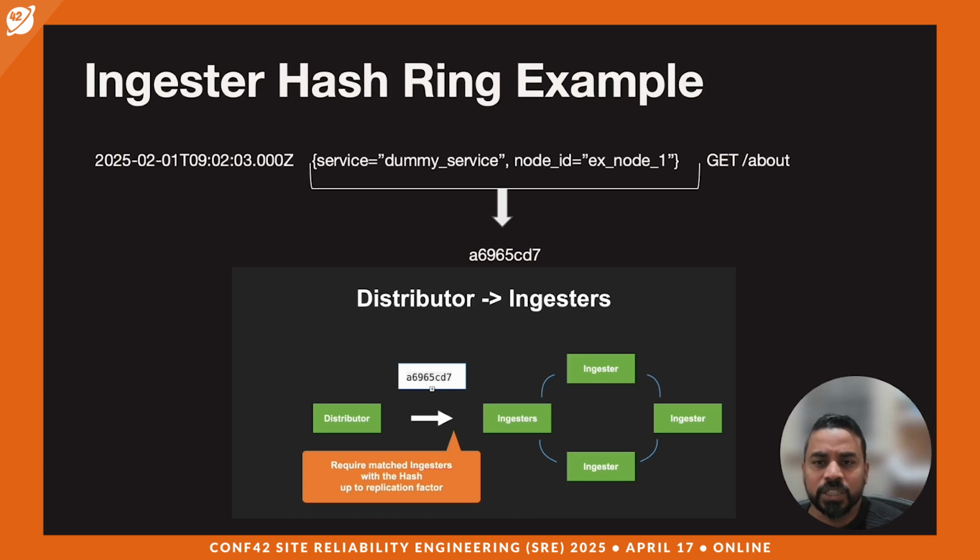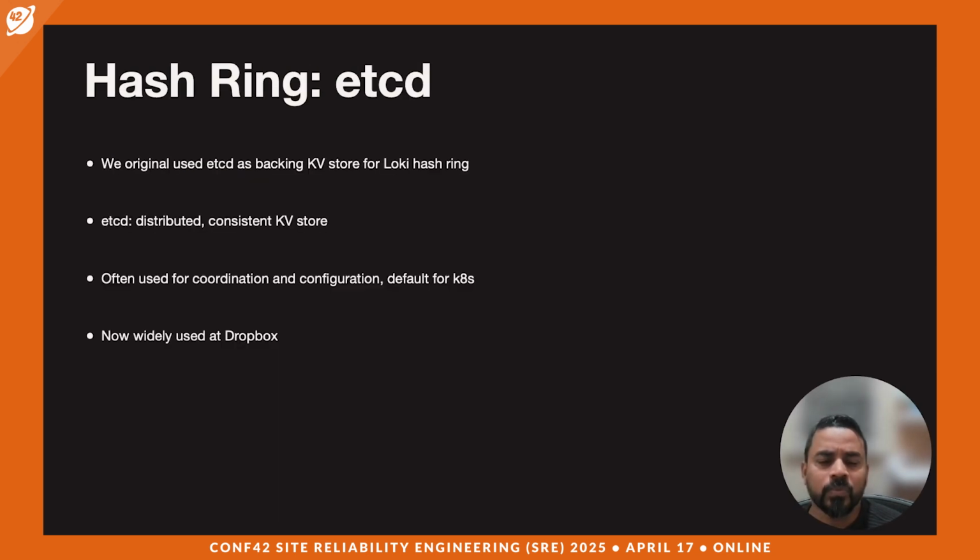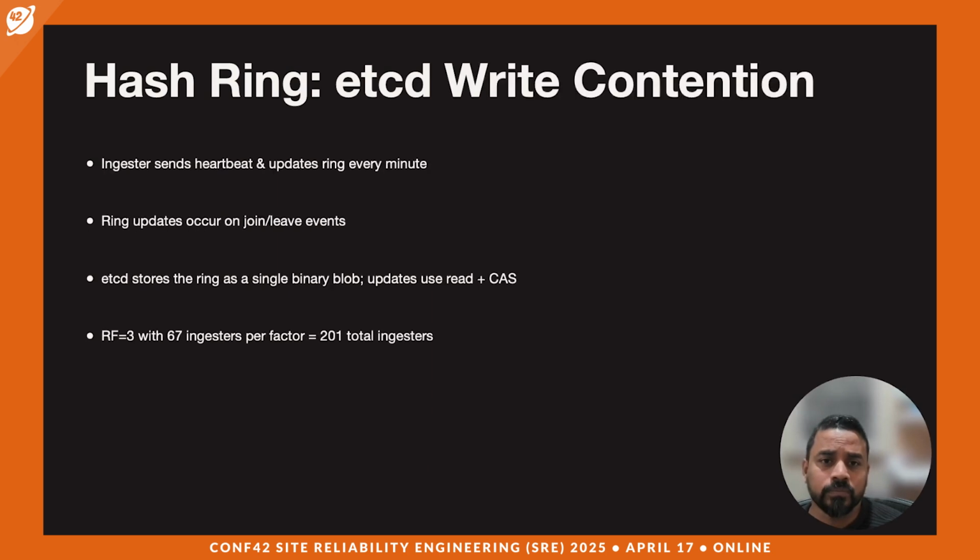When a log is ingested, the labels for the log plus the tenant, which is usually the service in Dropbox, are hashed, and then the distributor takes the hash and does the lookup in the ring. Originally, we used etcd as the backing store for the ring. etcd is a distributed, consistent key value store that's often used for coordination and configuration in distributed systems. It is notable for being the default for Kubernetes, and it is also now widely used at Dropbox.